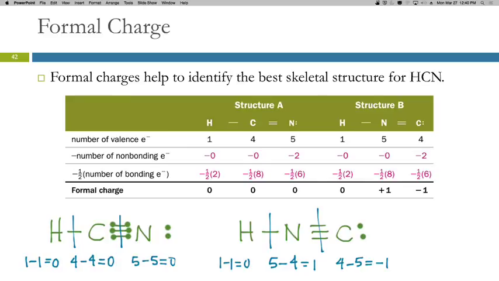Okay, so let's do some examples. You can look up here and see how the book says to do all this math. I like this better. You just draw the Lewis structure, you chop things in half, and you look at it.